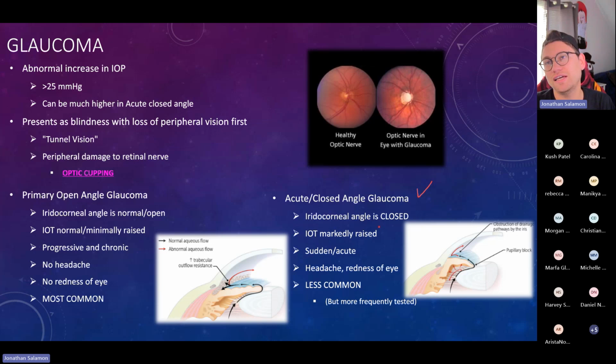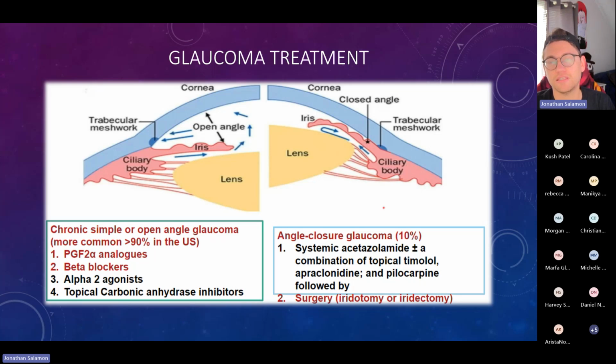It usually happens in both eyes, but it can only happen in one. But so that's like another giveaway too, right? If it's in both eyes. This is less common, but it's much, much, much more frequently tested than primary angle glaucoma. And part of the reason is because we can cause this one. And the reason we can cause this one is because of drugs, right?